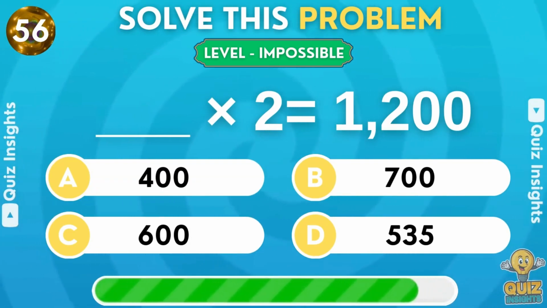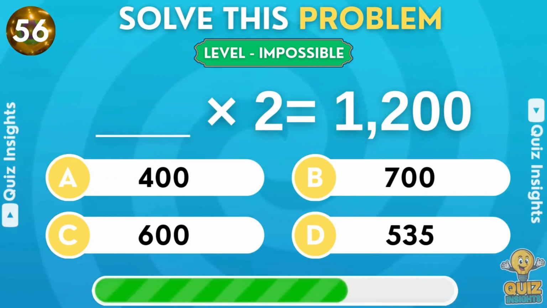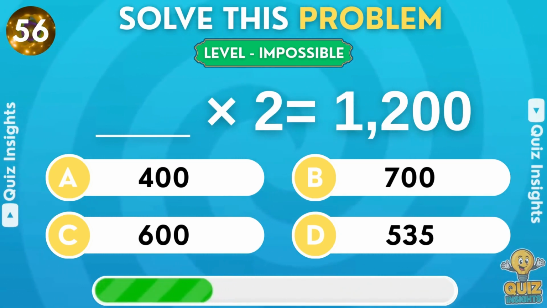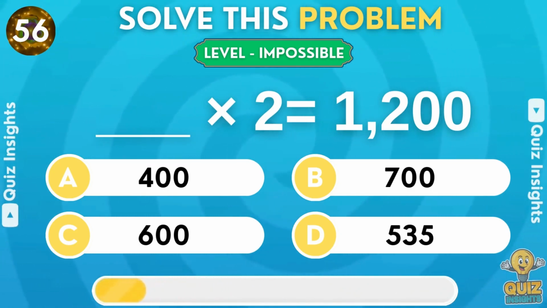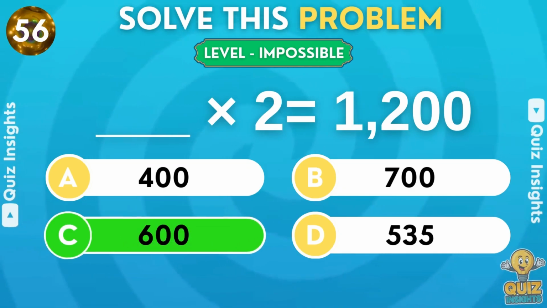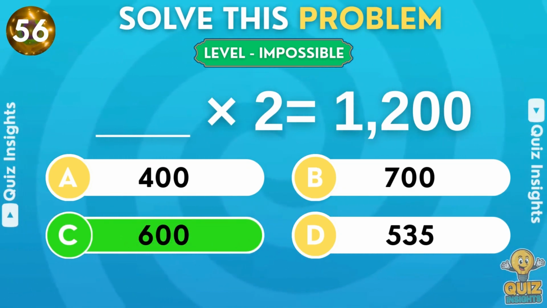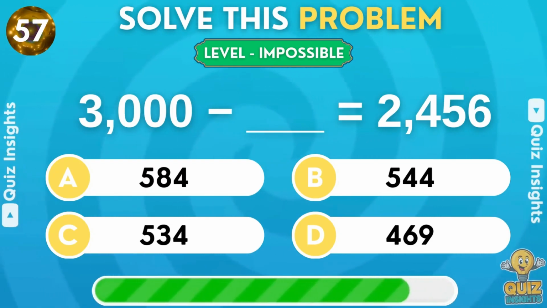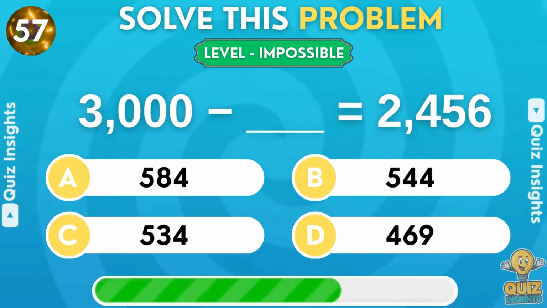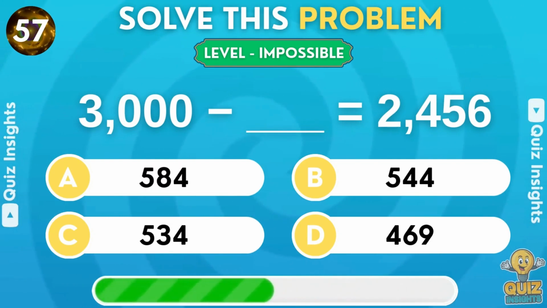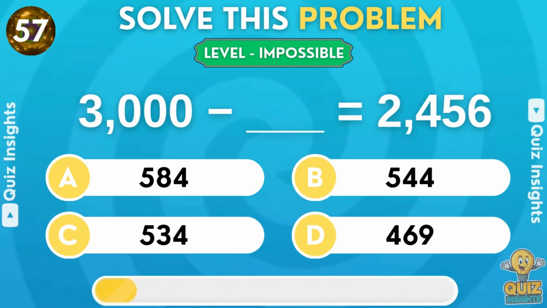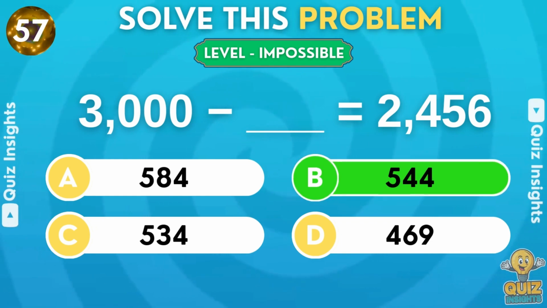What number multiplied by 2 equals 1,200? It's 600. 3,000 minus what number equals 2,456? It's 544.